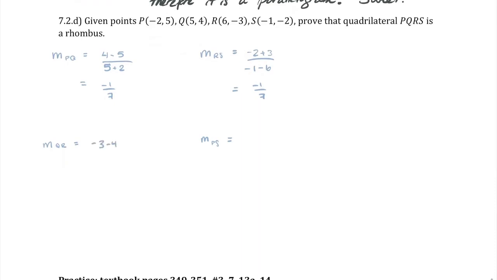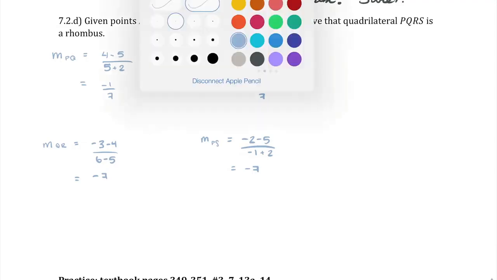Check out these guys. And that gives me -7 over 1, which is just -7. I don't need to write the 1. I don't want that E1 error up in here. And then... No way! Another one. What the heck? So we know for sure it's a parallelogram. That is not in question here.